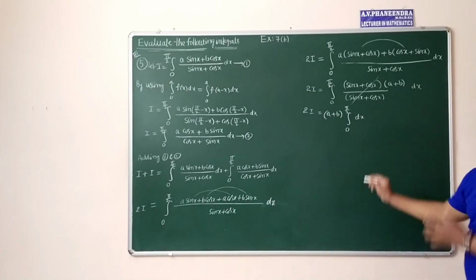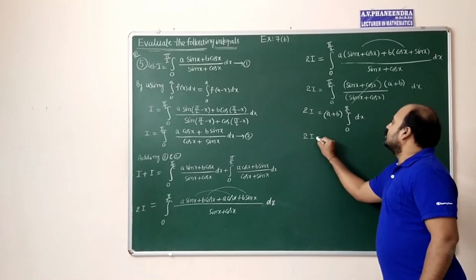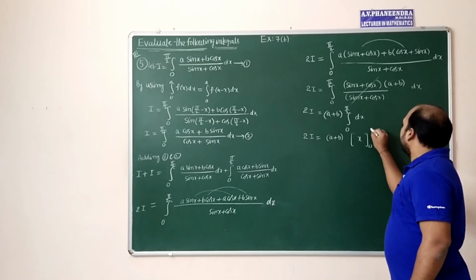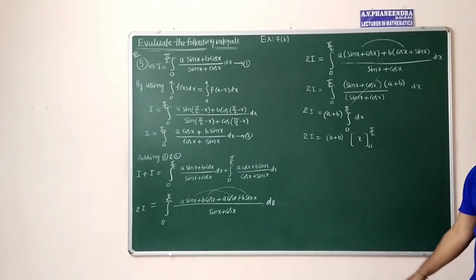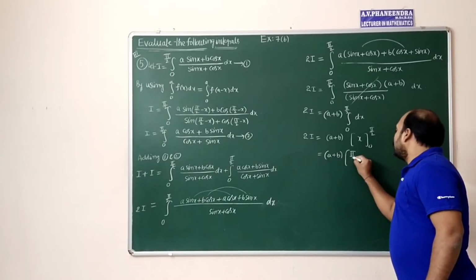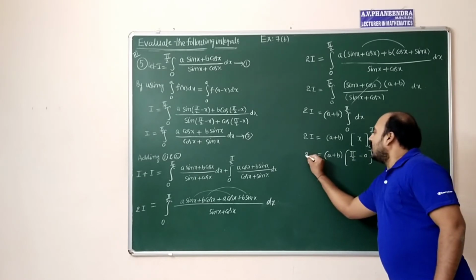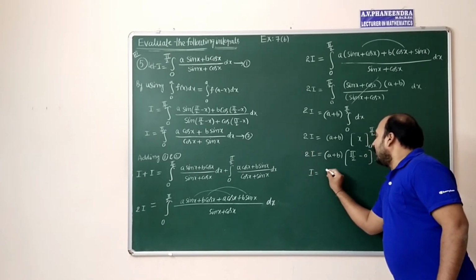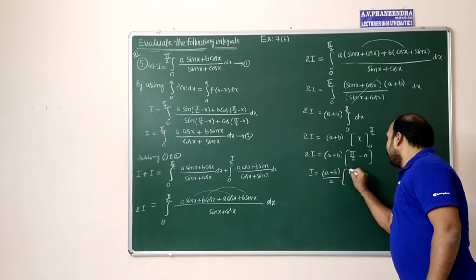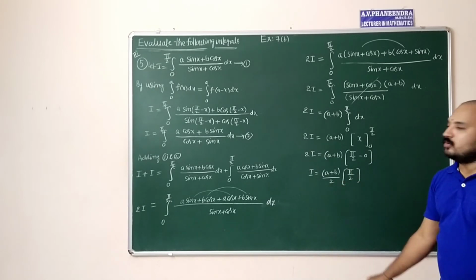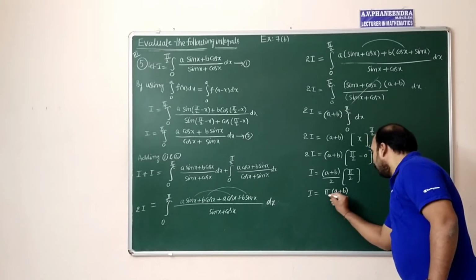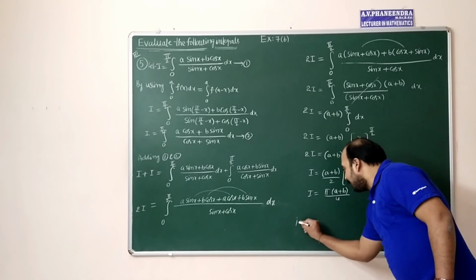We know that integral dx is x. So 2I equal to a plus b, integral dx is x, applying the limit 0 to pi by 2. Now in place of x, upper limit pi by 2. So a plus b into pi by 2 minus 0, that is 2I. So I equal to a plus b by 2, here 2 we are taking to the RHS side, into pi by 2. So 2 into 2 is 4, therefore I equal to pi into a plus b divided by 4. That is the conclusion step.